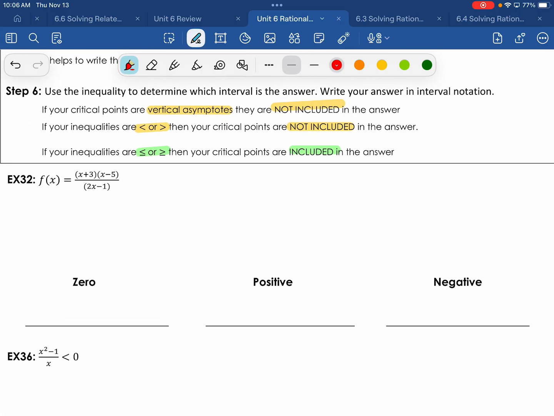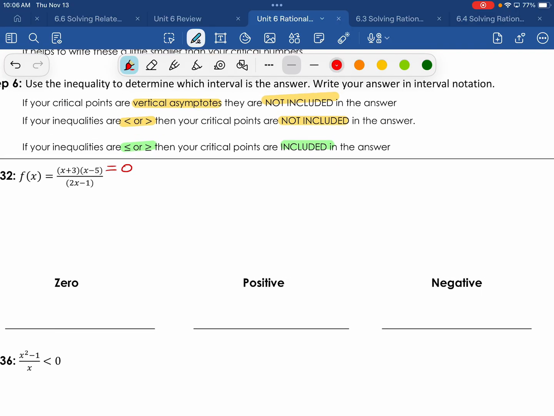All right. So on example 32 here, we are just going to figure out where this rational function is 0, where it's positive, and where it's negative. To figure out where the zeros are, I'm going to set the top equal to 0. When I set the top of my fraction equal to 0, I get x equals -3 and 5. So my function is going to equal 0 at -3 and 5.